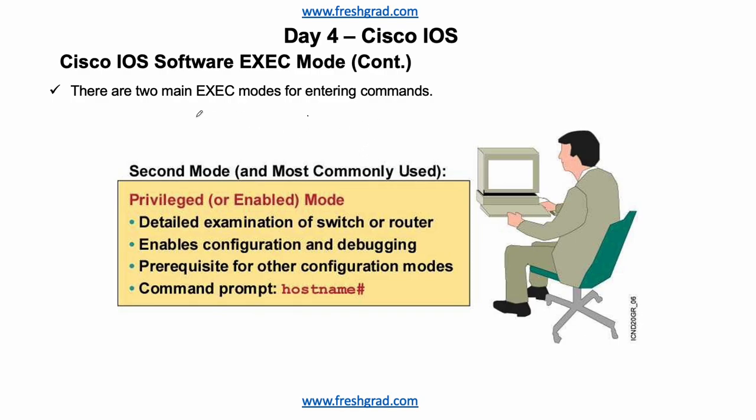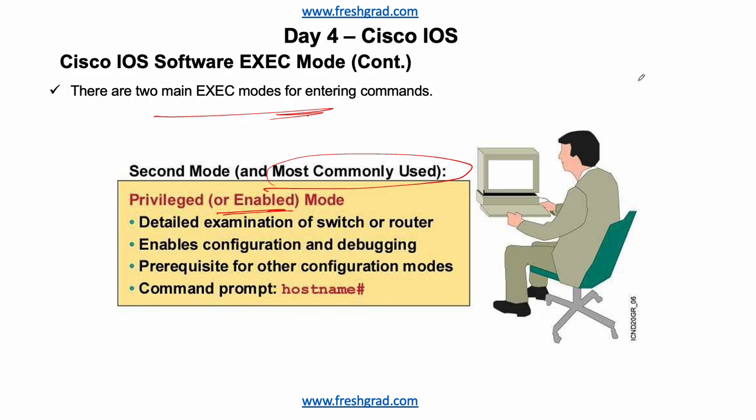So now this is also called the privilege mode. The second mode is the most commonly used one. When you are in user mode and you type enable, you will enter the privilege mode. That's why this is also called enable mode. You can do a detailed examination of the switch and router, what protocols are running, how it is configured. You can see everything, what IOS version is running on it, right?